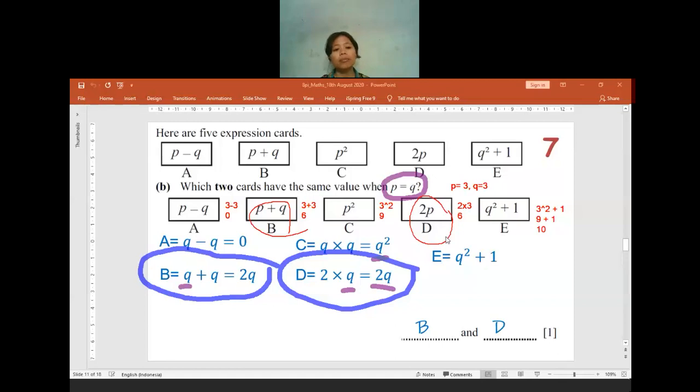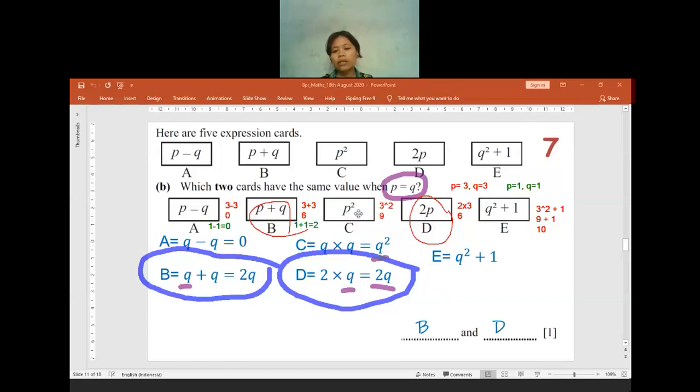Now, what if you take P and Q as 1? Let us try. So P, wait, where is my other color? Okay. If I use P equals 1 and Q equals 1, so it means 1 minus 1 will be equal to 0 for the A. 1 plus 1 will be equal to 2 for the B. And then for the C, we will have P square. So 1 to the power of 2, the answer will be equal to 1 for the card C.